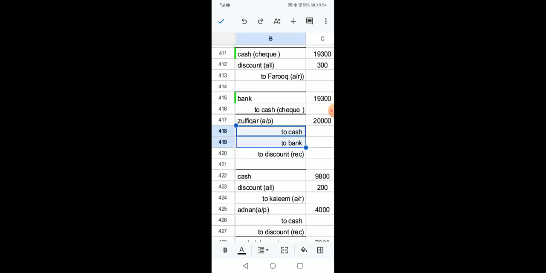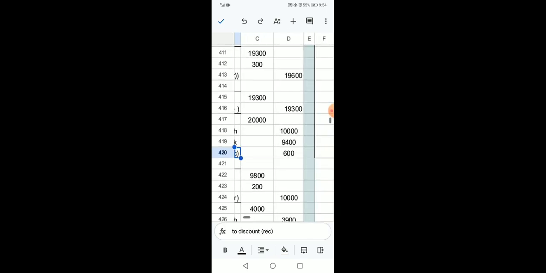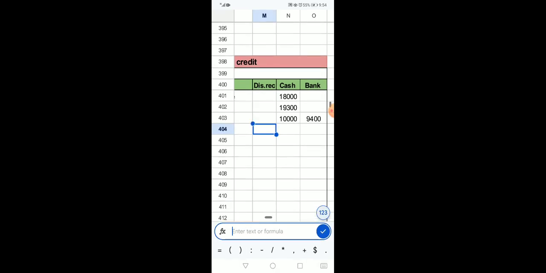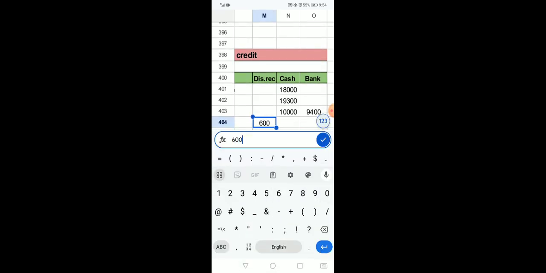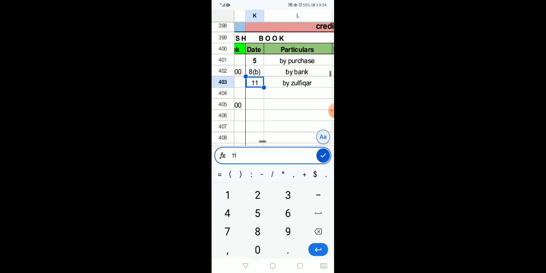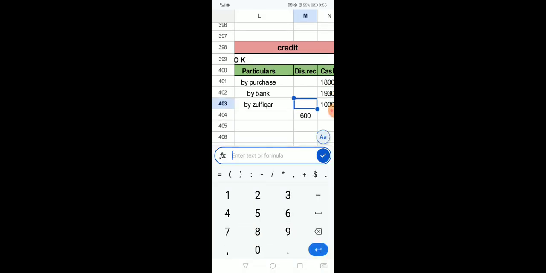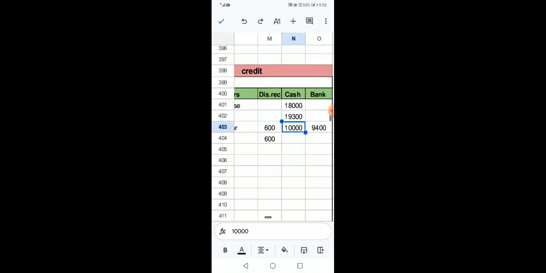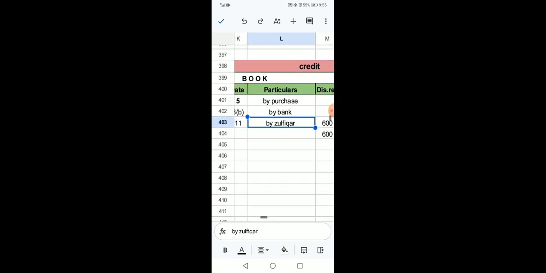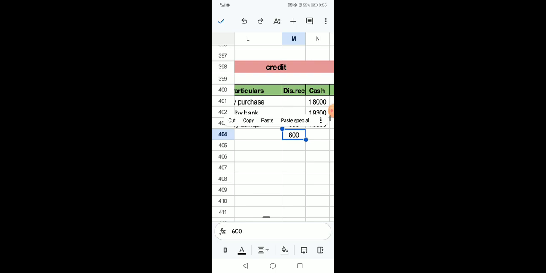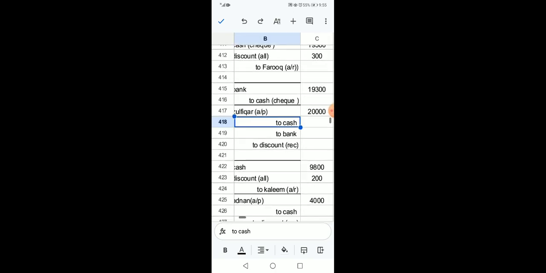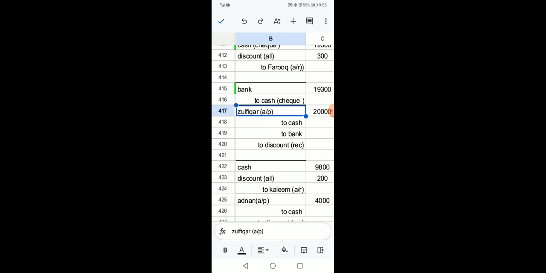In this entry there were three elements. Two elements have already been posted. Next element is discount, which is credited 600. Go to the credit side of the discount and write down 600 over here. One option is to write 600 over here and write by Zulfikar and 11 again. Since the reference of 600, 10,000 and 9400 is the same, which is Zulfikar, you can use the same line. Okay, hopefully you have understood. So all three amounts are written in the same line. Entry was 11. The three elements are posted. Reference was the same, date was the same.